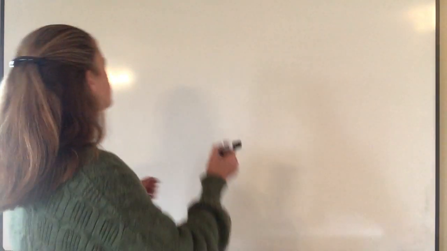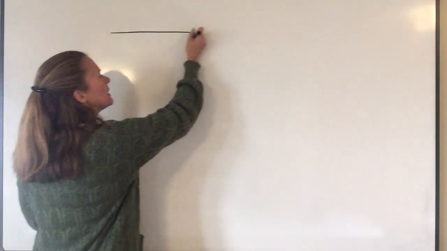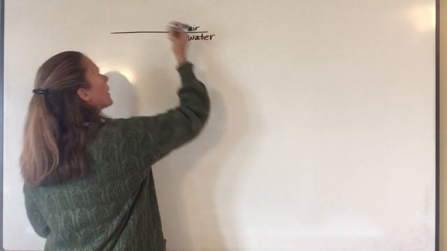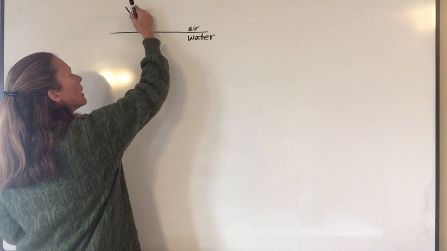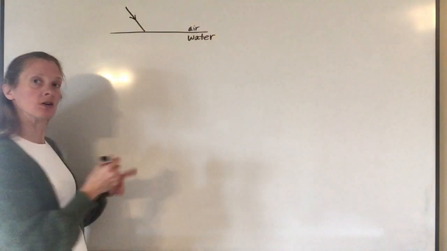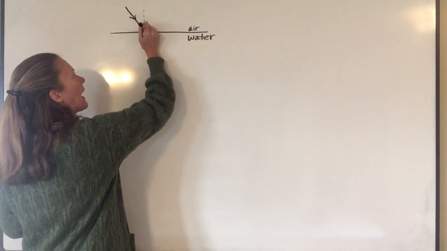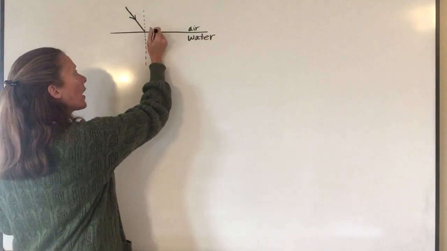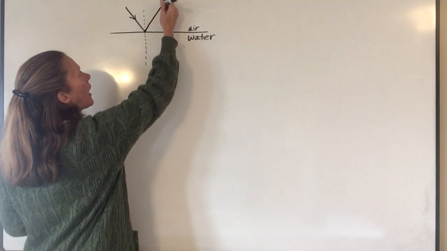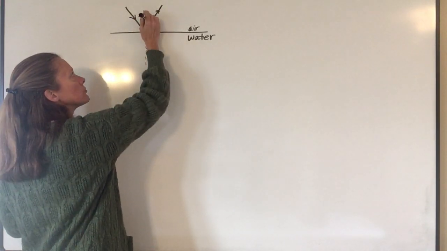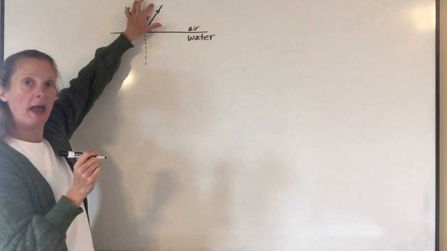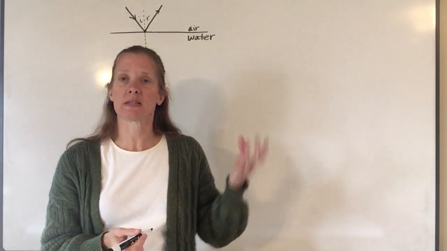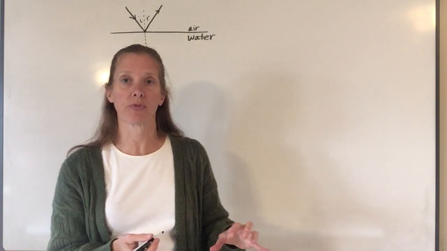Here's another way to think about it. Let's say that here's your boundary between the air and water, and you have a light ray that comes in at this angle. Just like we talked about before, if I have a perpendicular constructed at that point of entry, part of that light ray is going to reflect back off. Here's your angle of incidence, here's your angle of reflection, and these two angles are going to be equal to each other, just like the law of reflection states. Angle of incidence equals the angle of reflection.